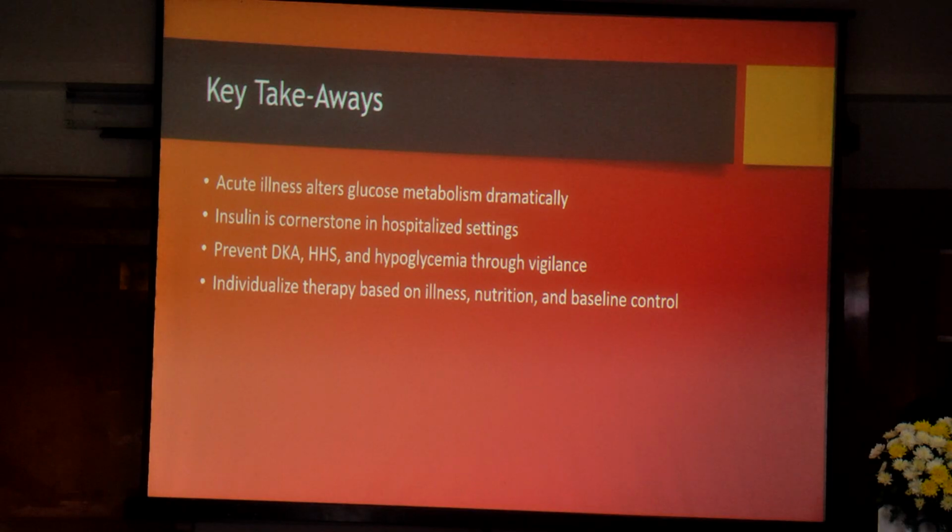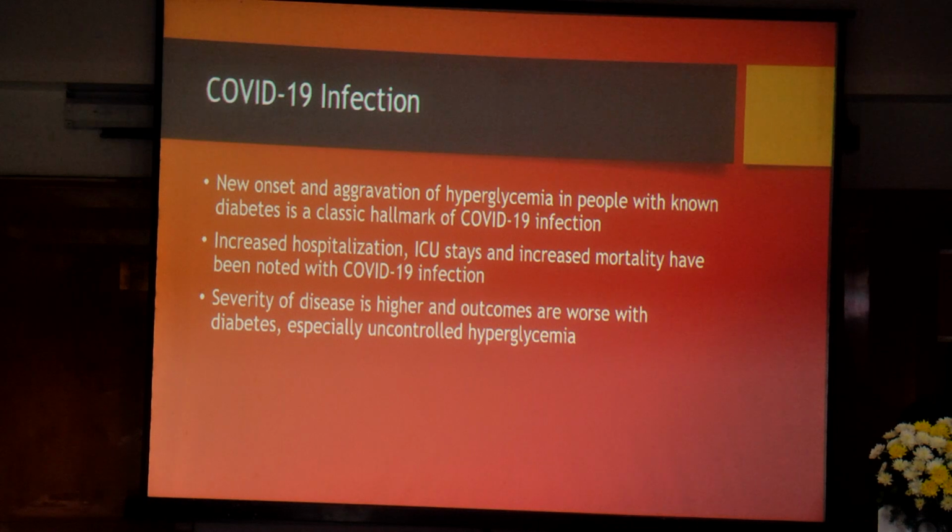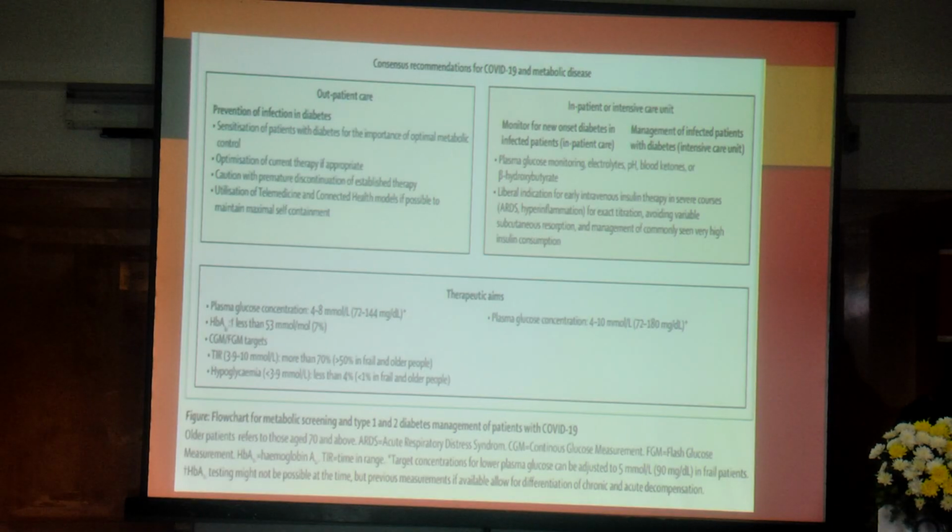So the key takeaways are: acute illness alters glucose metabolism dramatically, and insulin is the cornerstone in hospitalized settings. One has to prevent DKA, HHS and hypoglycemia through vigilance, and individualization is recommended based on the illness, nutrition and baseline control. In terms of COVID-19 infections, there's a lovely chart on outpatient care, how we prevent it completely with better hygiene and optimizing the blood glucose control. I'm just quoting COVID-19, but this is true for every other infection in cases of diabetes.